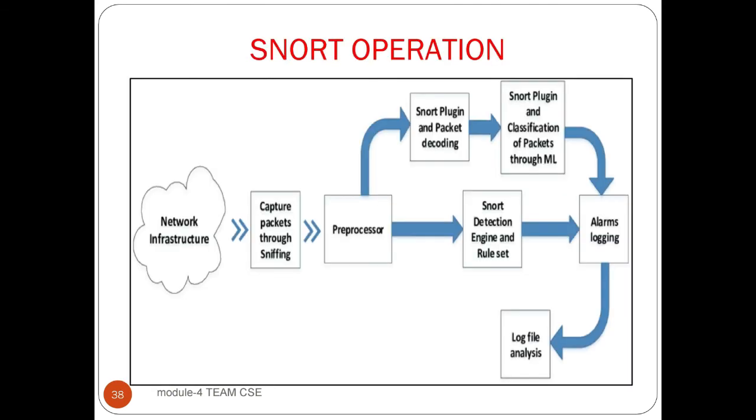Here you can understand the Snort operations. A network infrastructure is available here, which captures the packets through sniffing, and the packets are sent to the preprocessor. From the preprocessor, the packets go to the Snort detection engine and the rule set. Based on that, it analyzes the packet. If there is any malicious activity with respect to the packet, the alarm is logged, and the same information is sent to the log file for analysis. This is what Snort performs here.